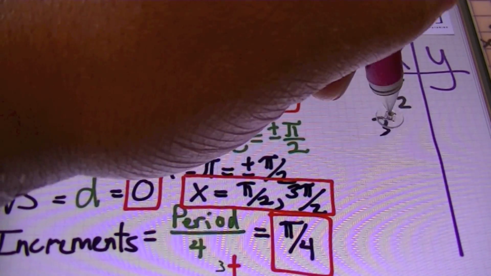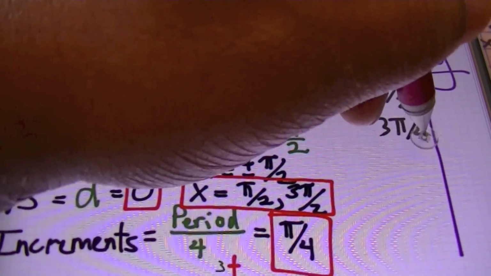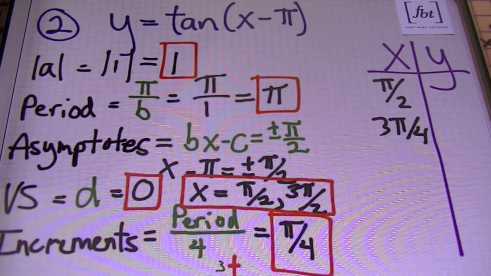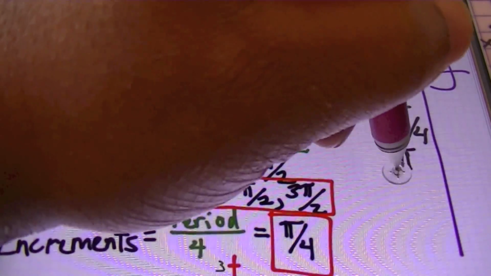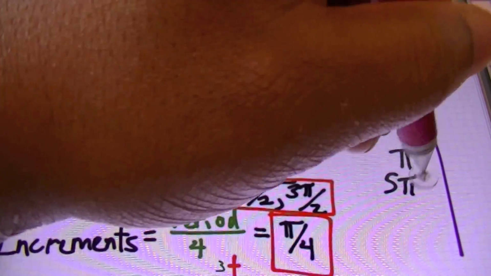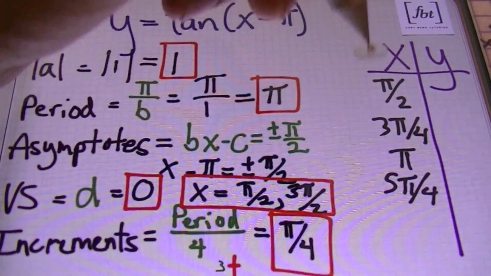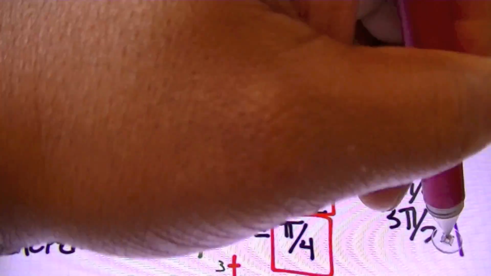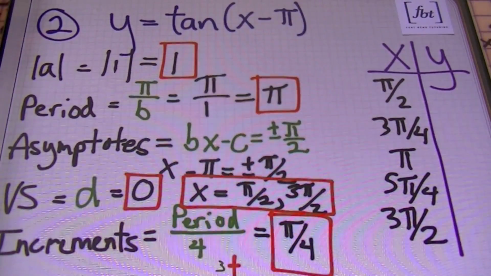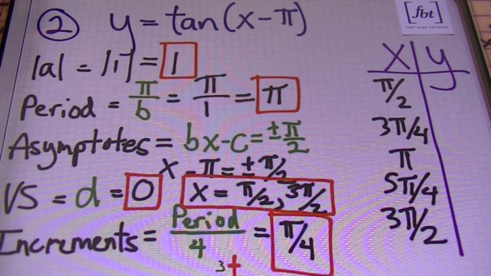I then have 3 pi over 4 because I'm adding pi over 4 each time. Then I have a value of pi. The next value is going to be 5 pi over 4. I'm adding pi over 4 each time, ladies and gentlemen, because of the increments. And then I end up with 3 pi over 2. So these are going to be the 5 values that I use for my XY chart.